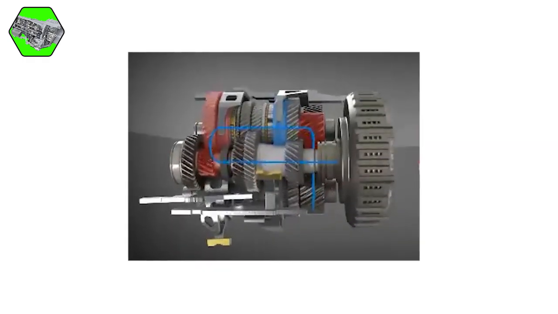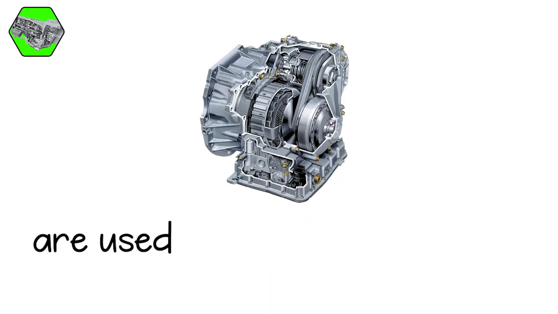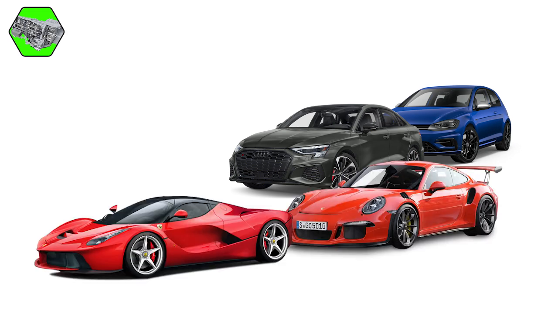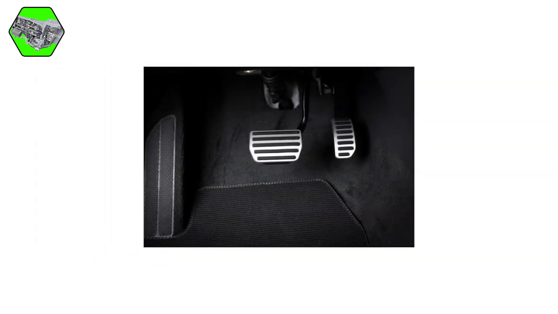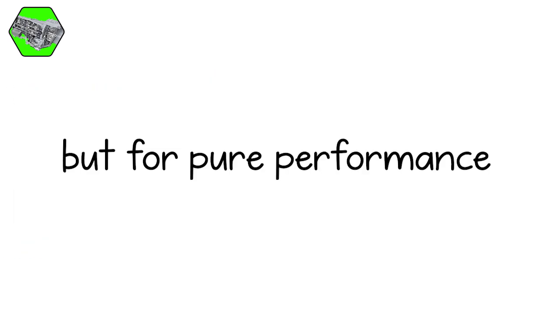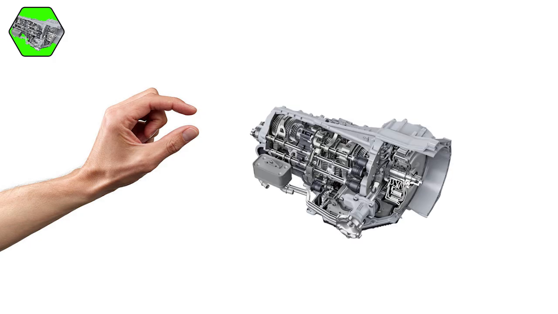The result? Blazing fast gear changes with no drop in power. That's why DCTs are used in performance cars like the VW Golf R, Audi S3, Porsche 911, and even Ferraris and McLarens. Drivers can let it run automatically or use paddles for more control. The downsides? At low speeds, they can feel clunky, and repairs are pricey. But for pure performance, few transmissions can match them.